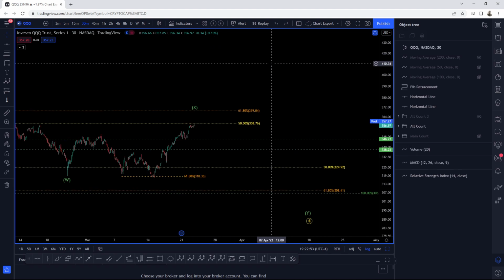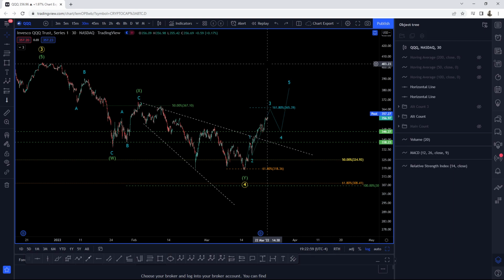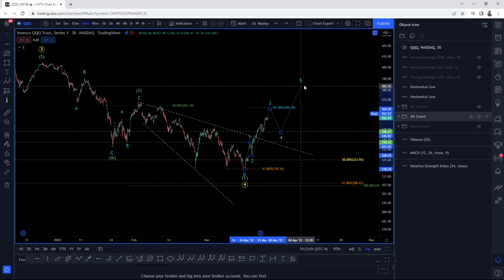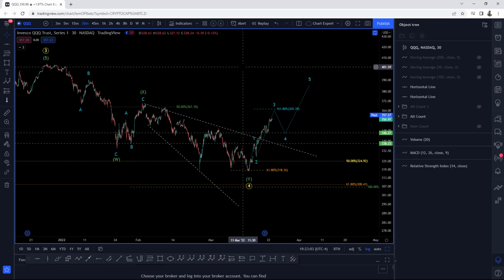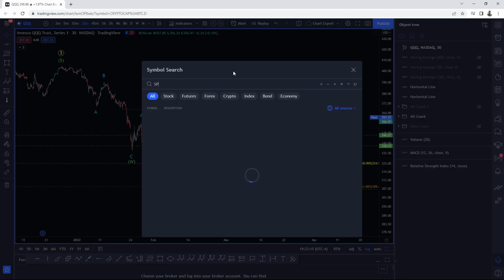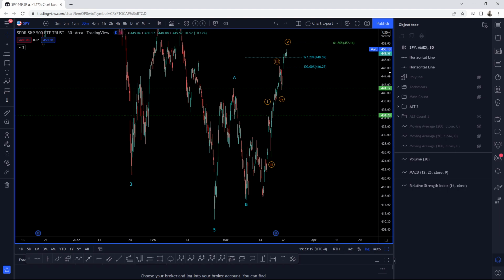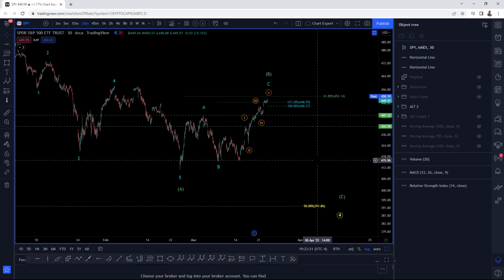Now I've got to update this chart for the members, so I'm going to undo all of this, and I'm going to post this chart for you guys in the Discord group. My bad, I did not update this here, so please excuse me on that one, but you get the idea. We're going to be looking for the zone, this area between 346 and 338 to hold as support, and for the SPY, our zones are 441 and 434 to hold as our support zones as well.